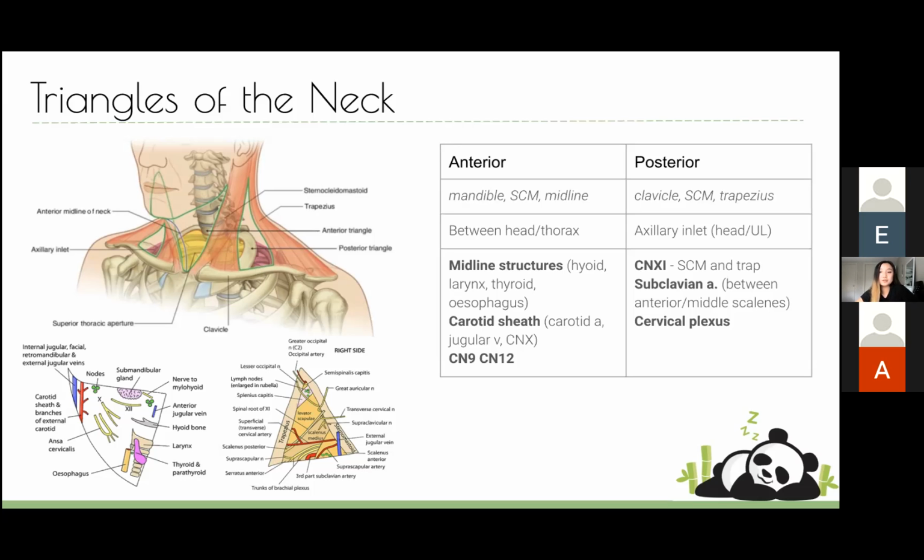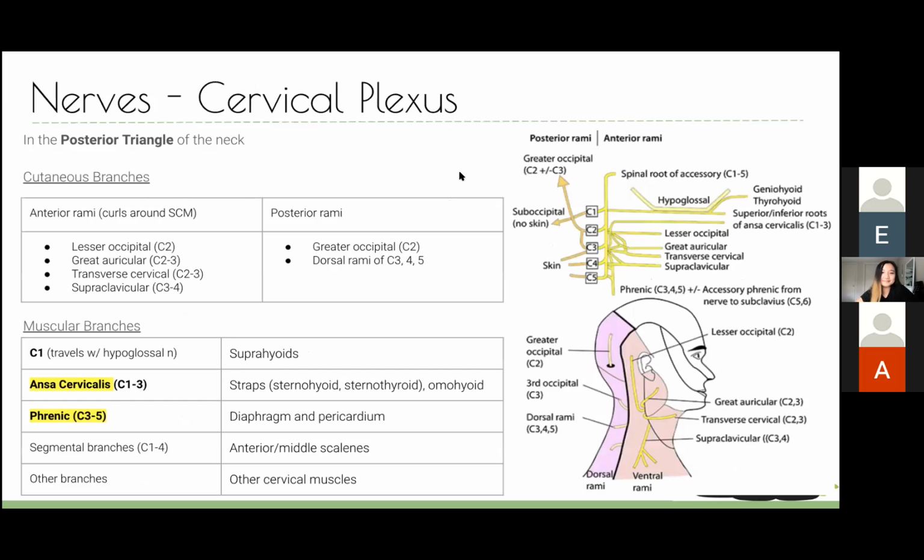So speaking of cervical plexus, this is it. You've got cutaneous and muscular branches. It's in the posterior triangle of your neck. So with your cutaneous branches, these are the things that supply your skin, right? So you've got anterior and posterior rami, and they supply anteriorly and posteriorly.